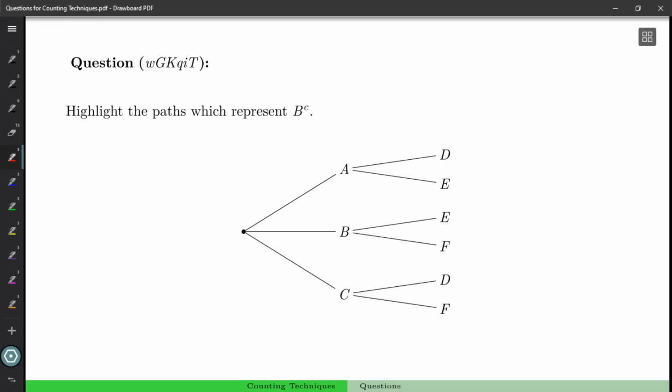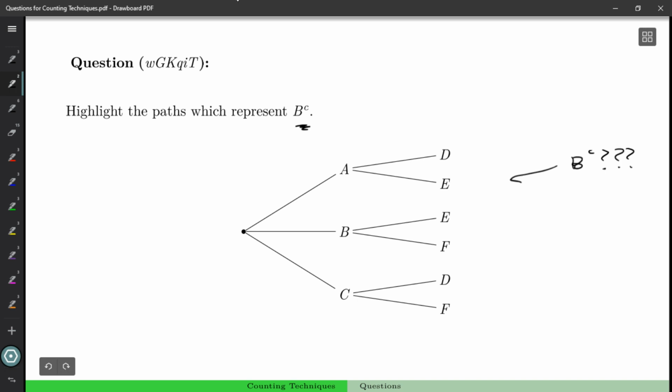Highlight the paths that represent B complement. Okay, so we want to represent B complement here. So what should we do? Well, any path that goes through a B complement should be highlighted, right? Except I don't see any B complements here.